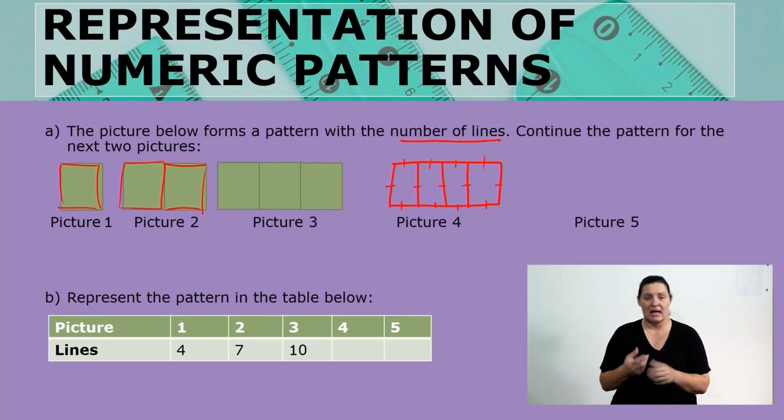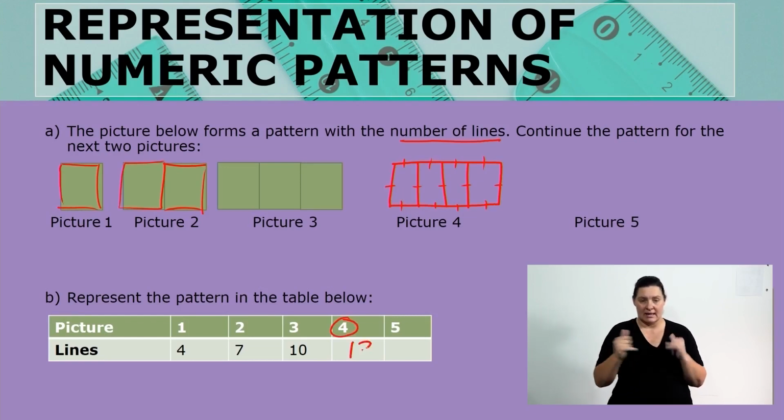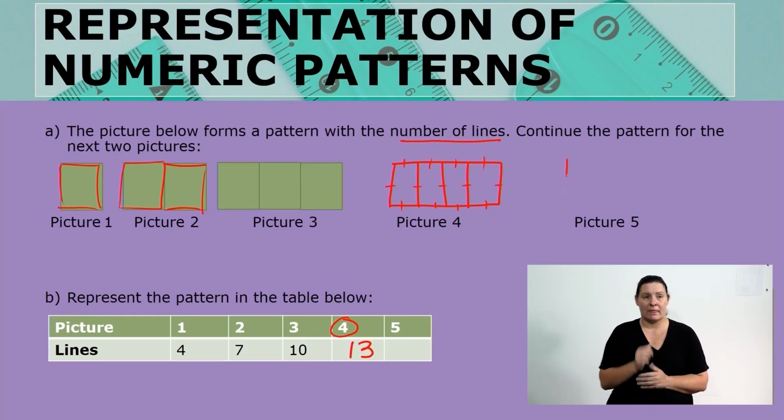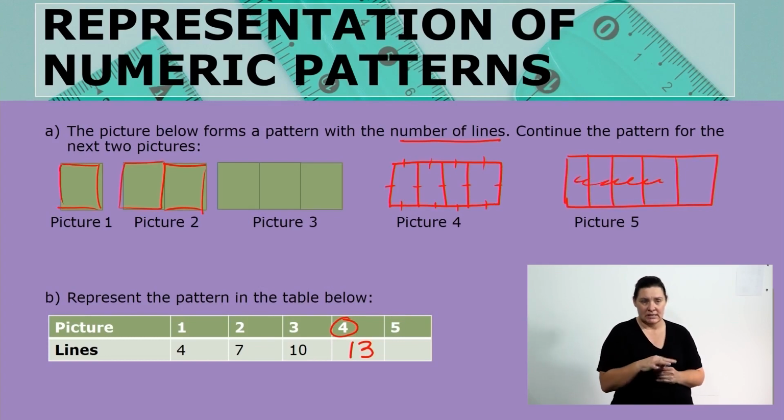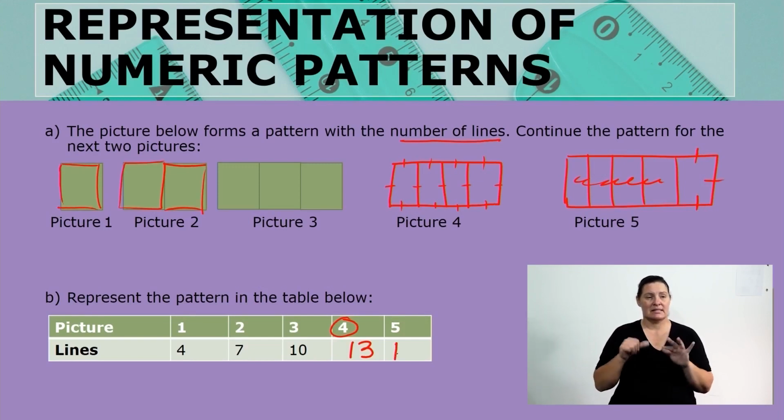So in the next part here, it says represent the pattern in the table below. It means for the 4th picture, we are going to have 13 lines. And then in the next picture, how many lines are we going to have? Already between these 4, we had 13 lines. And then we added this last one, which now will give us 14, 15, and 16. So now we have 16 lines for the 5th picture.